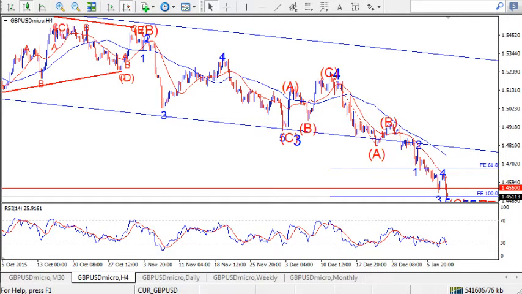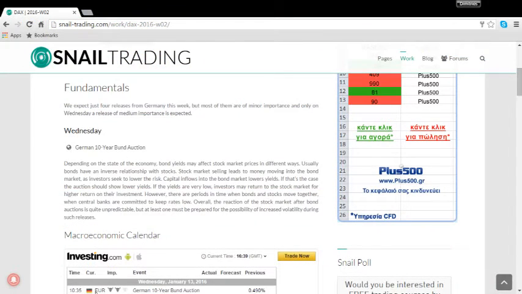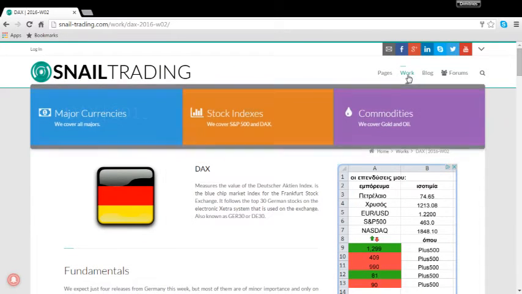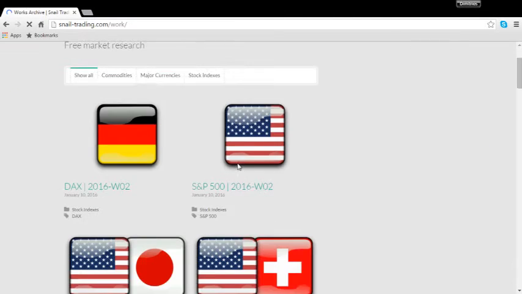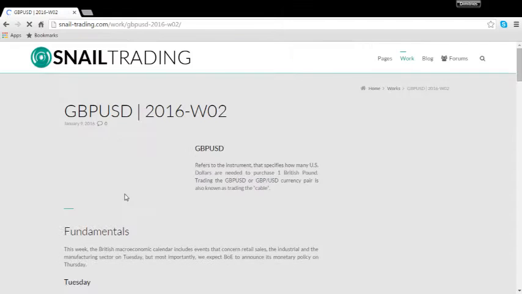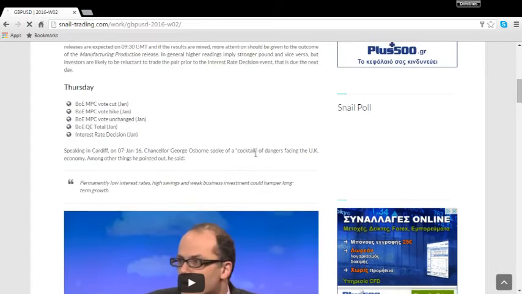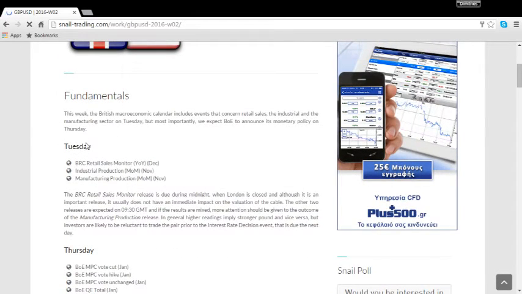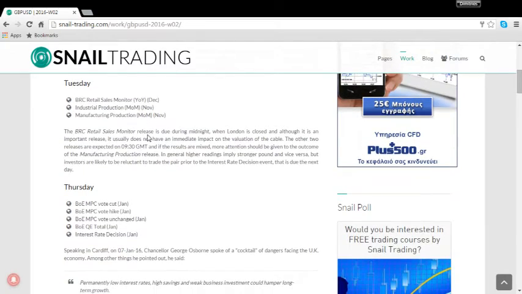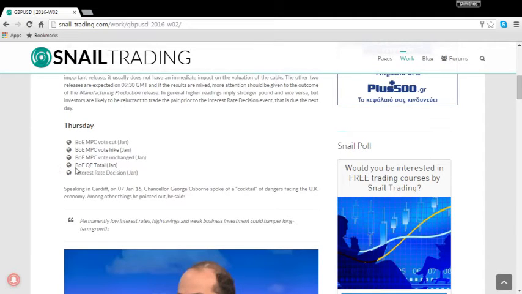So, moving again to the website, we see here the fundamental events that will affect the valuation of the pound during the week, and of course the biggest day is Thursday.